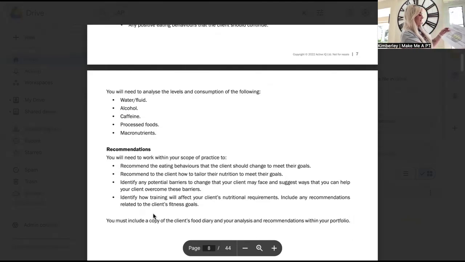Any barriers, so it could be time, cost, habits. Again, it's not giving you the answers, but it's giving you the opportunity to look out for these and spot them, because sometimes when you're looking, you think, oh my goodness, it's a lot.